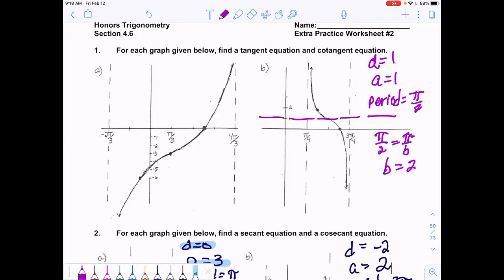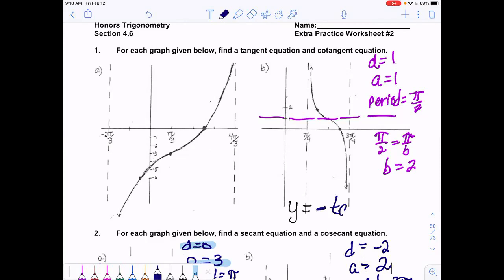Nice. Okay, so tangent starts in the middle. What's shown up here is really a cotangent graph because it's decreasing. So when we go to write our tangent graph, it has to be negative.